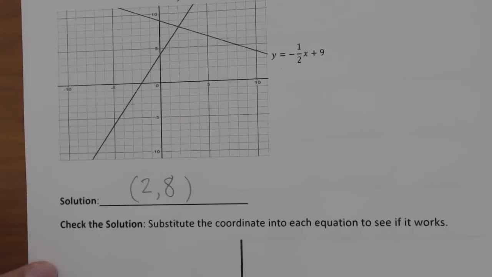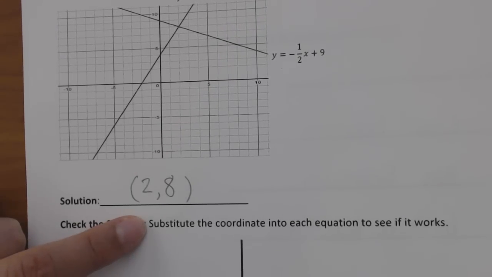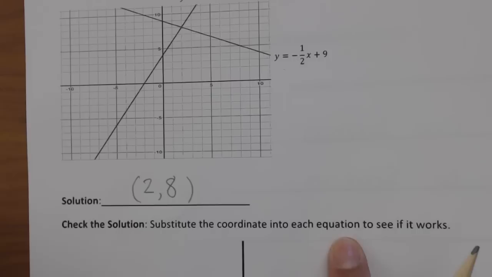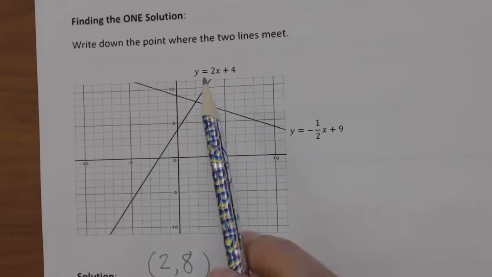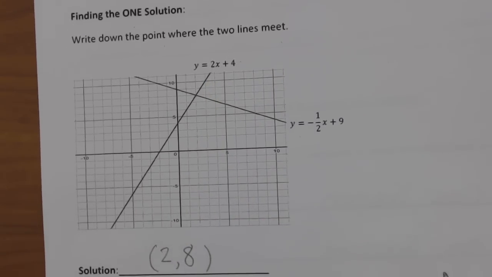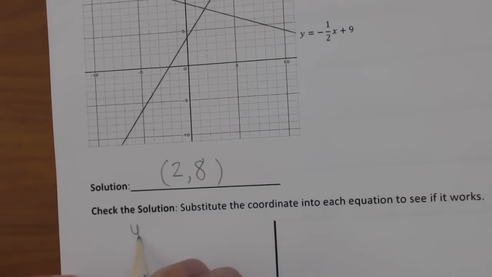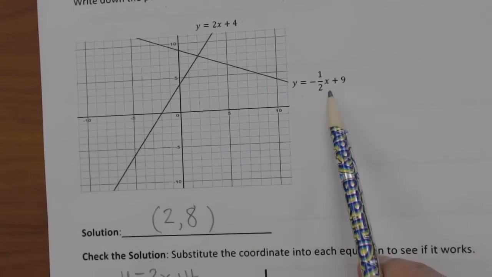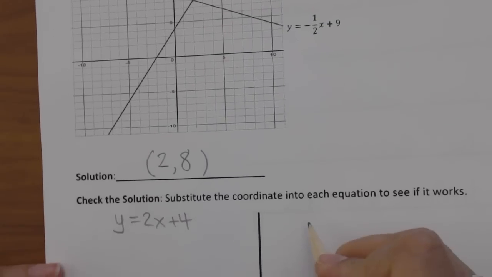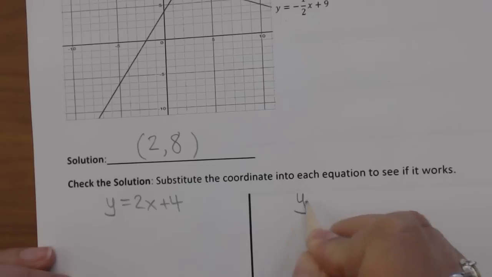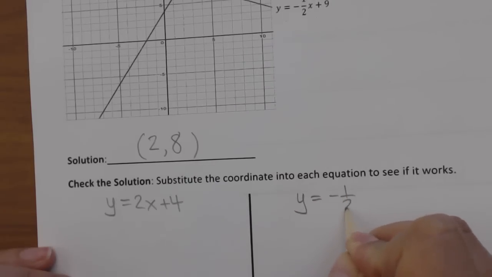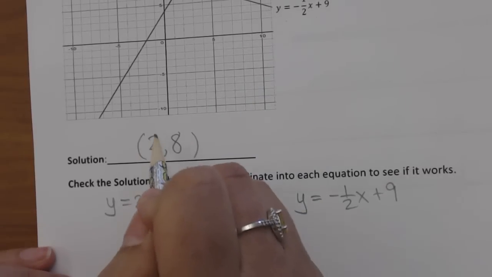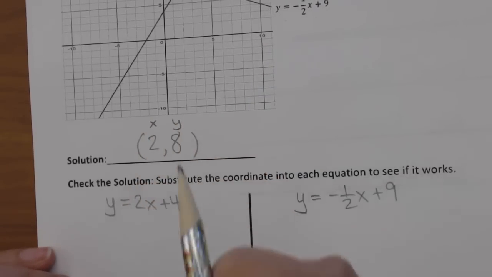Okay, well, this is checking the solution. What we have to do is substitute the coordinates into each equation to see if it works. So the first equation up here that I gave you is y equals 2x plus 4. So let's write that down. y equals 2x plus 4. The second equation that I gave you was this one, y equals negative 1/2 x plus 9. So let's write that down. y equals negative 1/2 x plus 9. What we need to do is put this point in. This is my x, this is my y, in for x and y and see if it works.